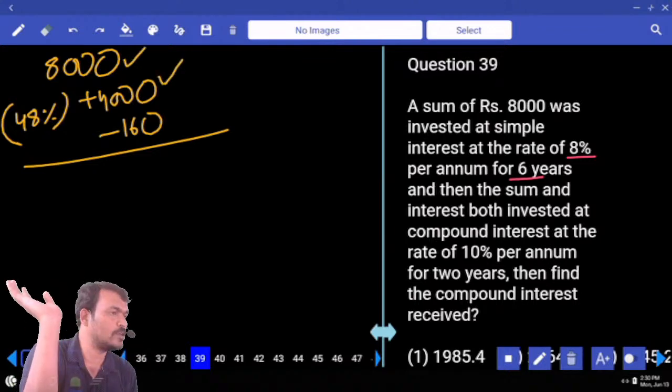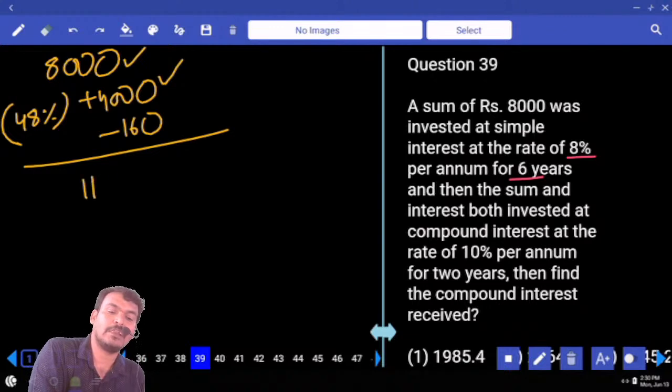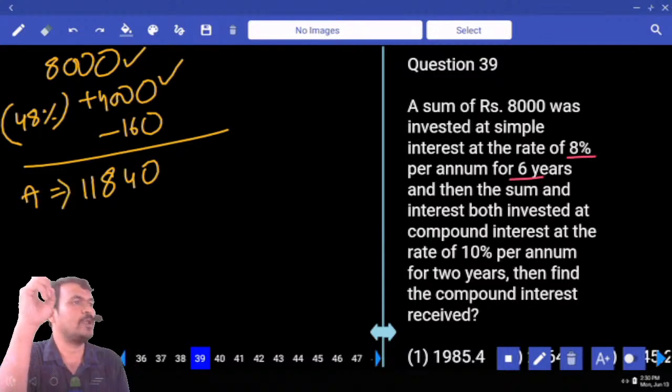8,000 plus 4,000 is 12,000. 12,000 minus 160 is 11,840. It is the original amount. Principal plus interest will be the amount value. What is the amount value?